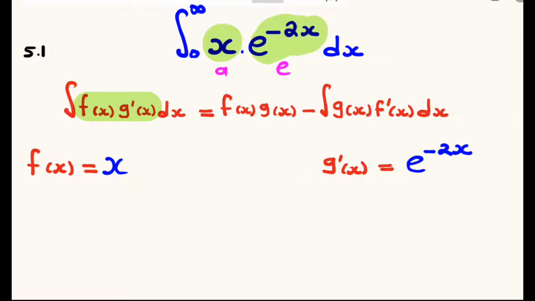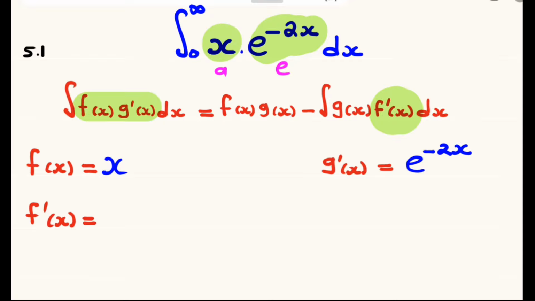The formula for integration by parts has f prime of x, the derivative of the f of x. So we have to differentiate the f of x so that we can get the f prime of x. And the formula for integration by parts has the g of x. In order for us to get that g of x, we have to integrate the g prime of x so that we can get the g of x. So let's start by differentiating the x. So the derivative of the x is equal to 1. So our f prime of x is equal to 1.